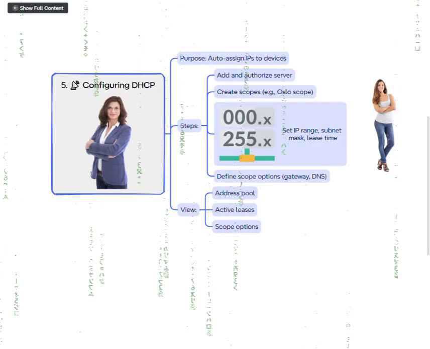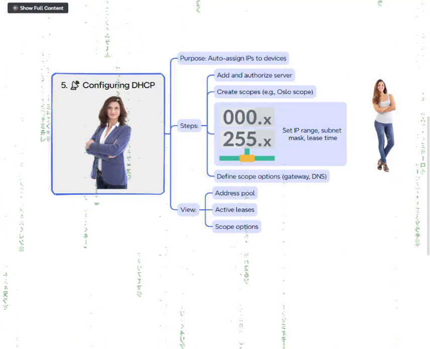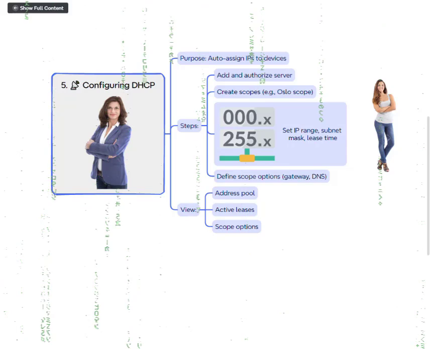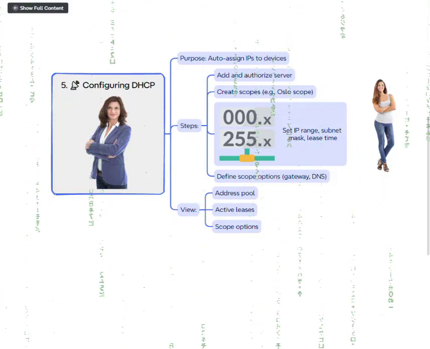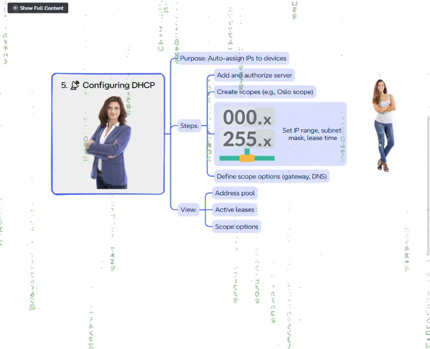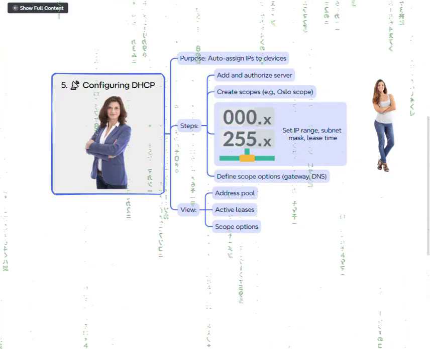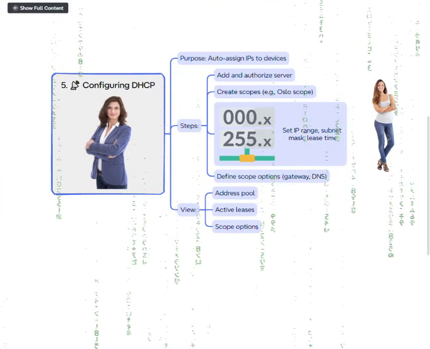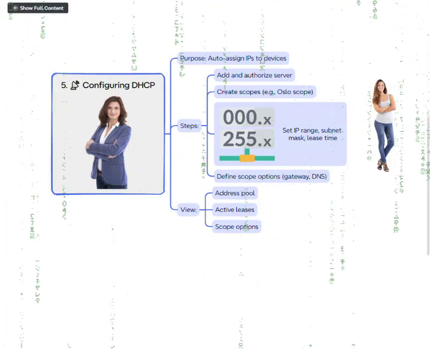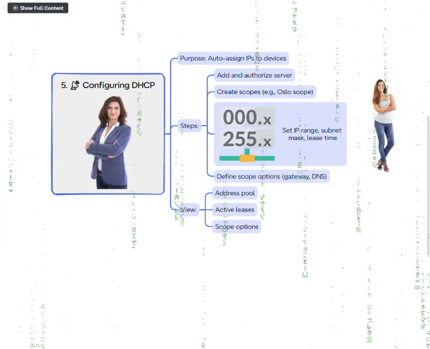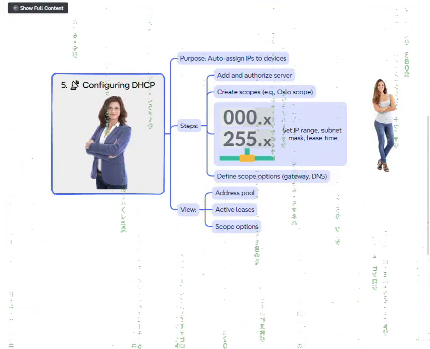Configuring DHCP. DHCP is your best friend when it comes to giving out IP addresses automatically. Imagine having to set up a static IP on hundreds of computers manually. Yeah, no thanks. By installing the DHCP role and creating scopes, your server can assign IPs, gateways, and DNS info to all the devices on your network without you lifting a finger after setup.